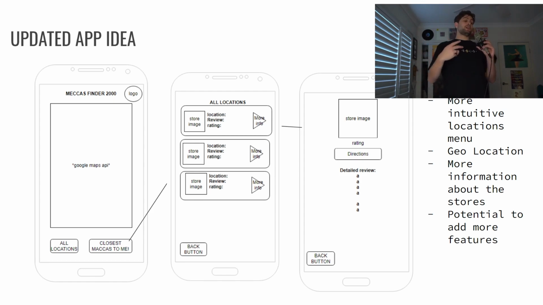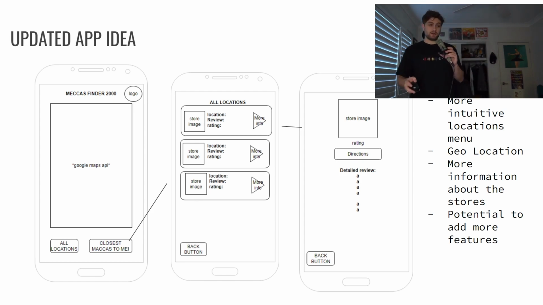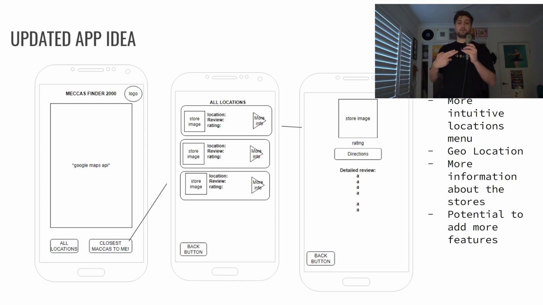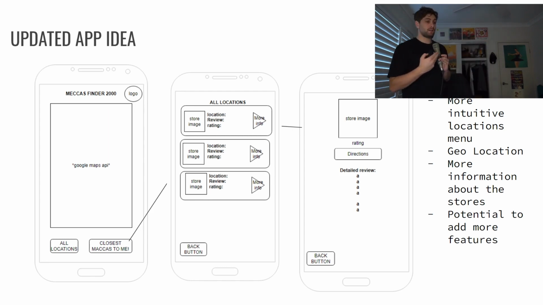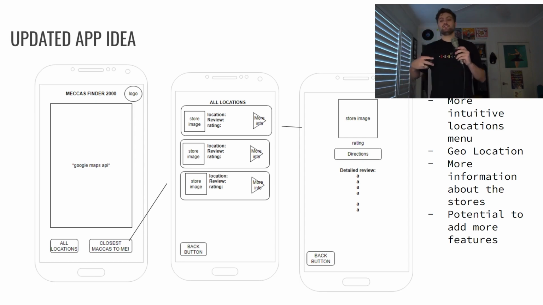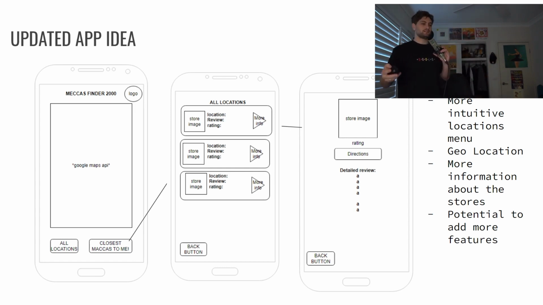Now let's look at the locations menu, because it has been cleaned up as well. The locations menu now will have the store image, the location, a quick review, and a rating. You'll then have the option to click more info, which will basically blow up that small information packet on the scroll, and it'll give you all that information that you can then look at and add your review there.